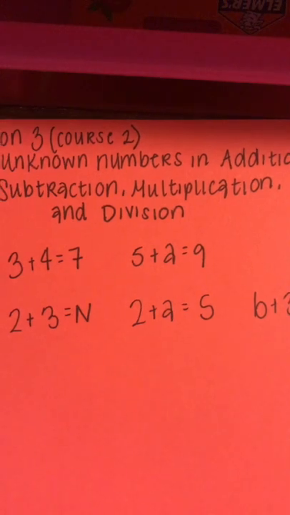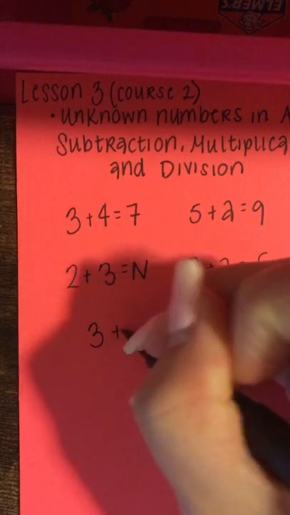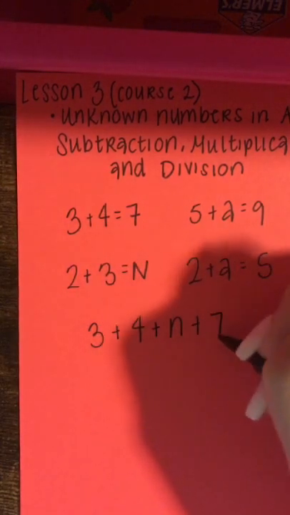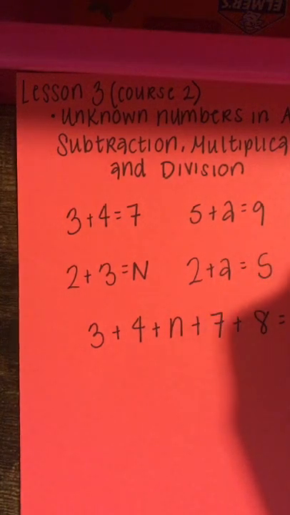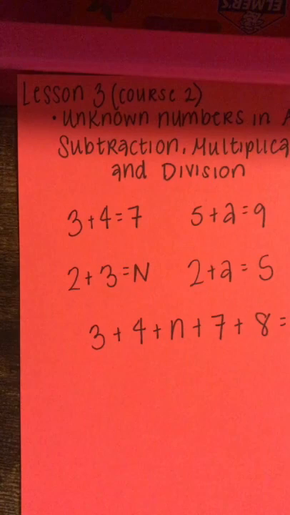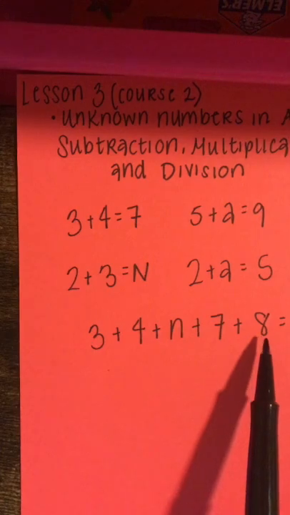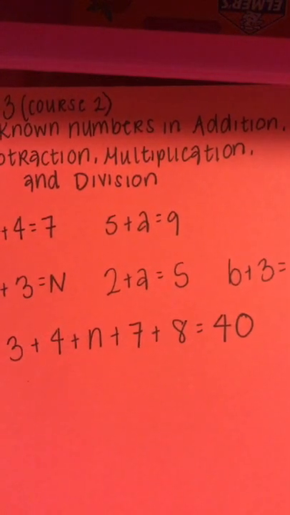So for example, you might have the equation 3 plus 4 plus n plus 7 plus 8 equals 40. So what you want to do is subtract 3, 4, 7, and 8 from 40 in order to solve for n.